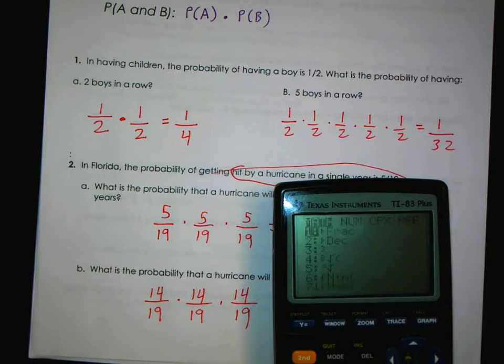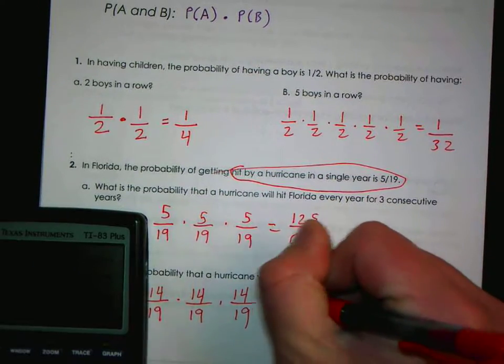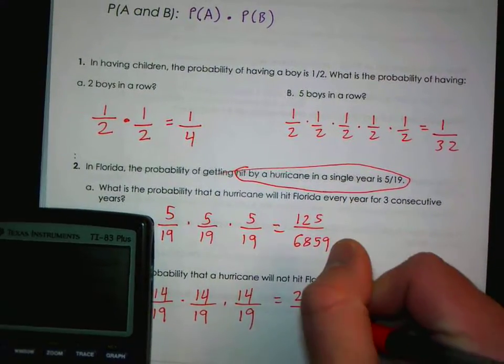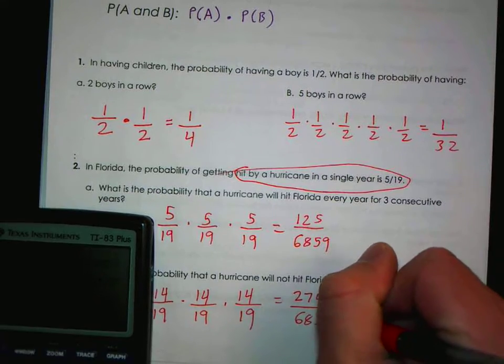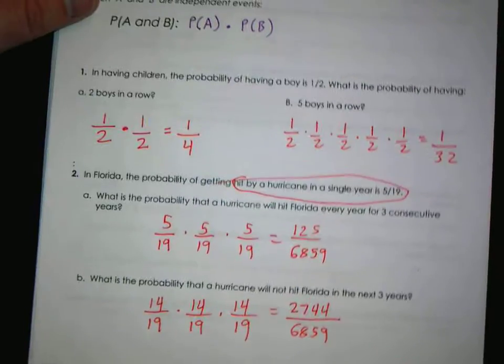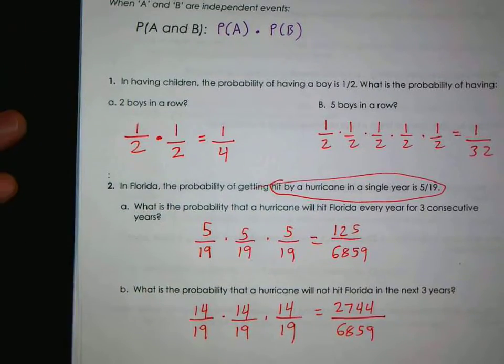If you want it as a fraction, that is 2744 out of 6859, which equals 0.40, which equals 40%. Yes. How did I get 14 is the question.